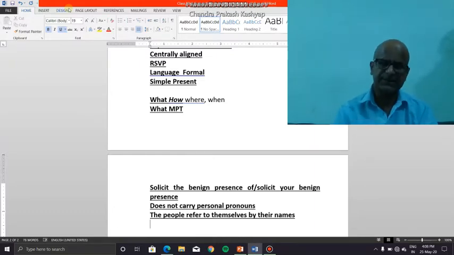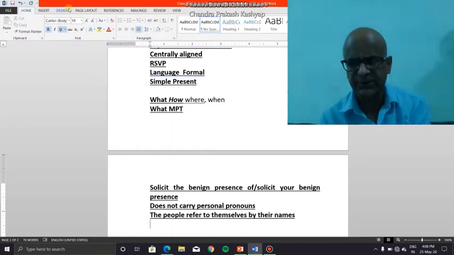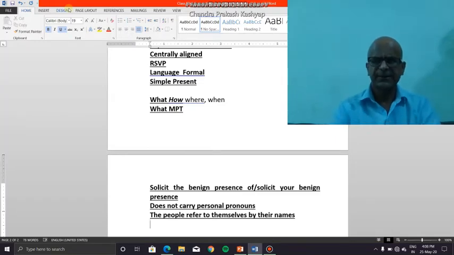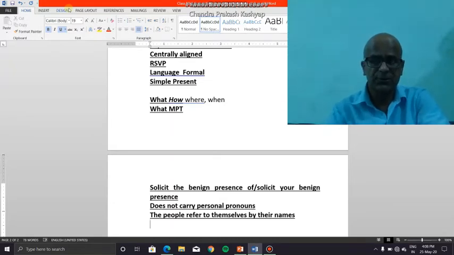The language is formal, of course, and we use present indefinite to express ourselves. It doesn't carry the date of writing the invitation. It doesn't carry any salutation. It doesn't carry any subscription for that matter also. There is no "Dear Sir, yours faithfully" or "sincerely." We'll discuss the difference between these two later on when we discuss the difference between informal invitation or informal reply and a letter.